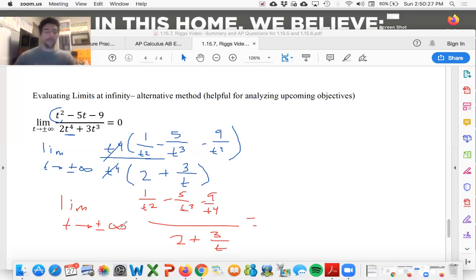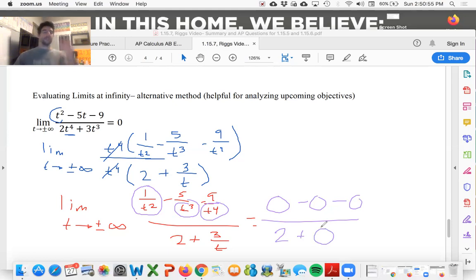Because imagine I plugged in a super big positive or negative number into all of these fractions. The idea is I have 1 divided by a giant number. So it means that that's just going to go to 0. I have negative 5 divided by a giant number. So now I'm subtracting 0. And I have negative 9 over t to the fourth. So I have negative 9 being divided by a giant number. So all those values just go to 0. And I have 2 plus 3 divided by a giant number, which if I'm dividing 3 by a huge number, that's going to be some so small decimal value, I just call it 0. So eventually I just have 0 divided by 2, and this limit goes to 0.